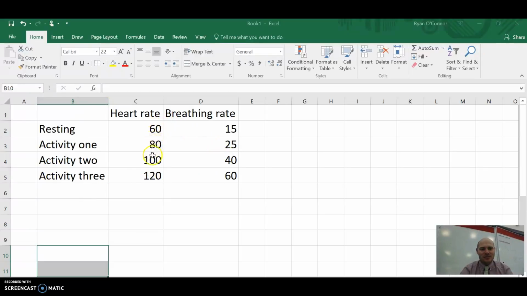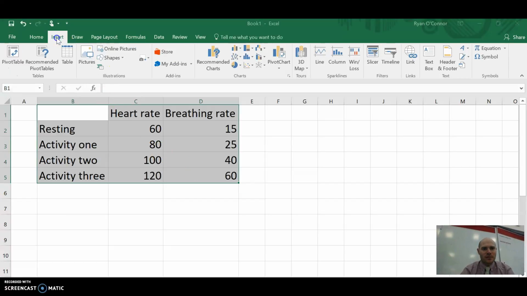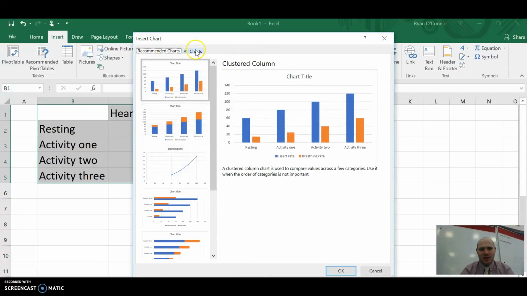If it doesn't increase all the way through, then you've probably done something wrong, and I would suggest going back and having another crack at fixing it up. All I'm going to do to create my graph is highlight that information, go to Insert, and go over to here for my full list of charts.